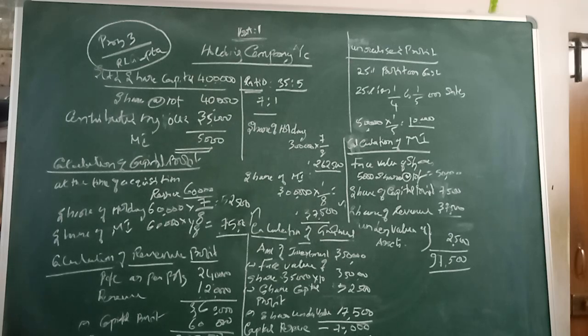Then, what is the face value? 35,000 shares are contributed by the holding company, at the rate of 10 rupees, so 3,50,000. Share of capital profit alone we have to take here. Why? Because revenue profit is earned after acquisition of the shares, so here we have to take only the capital profit. The holding company's share of capital profit is 52,500. Already we apportioned it in working note number 1.